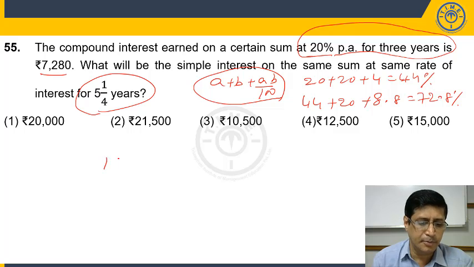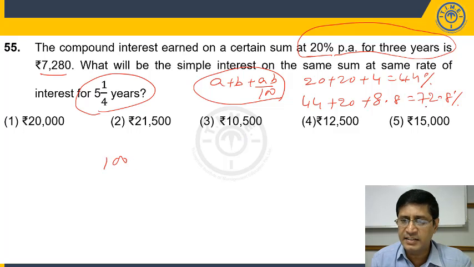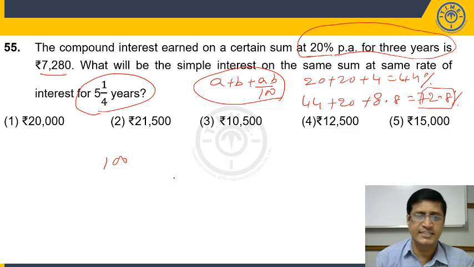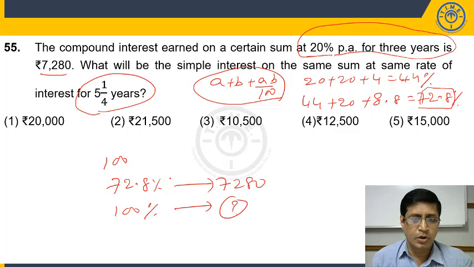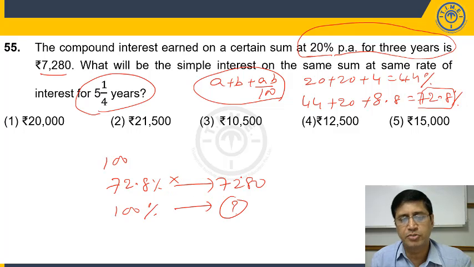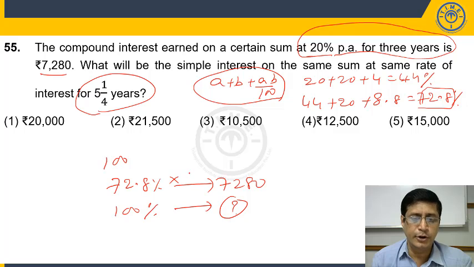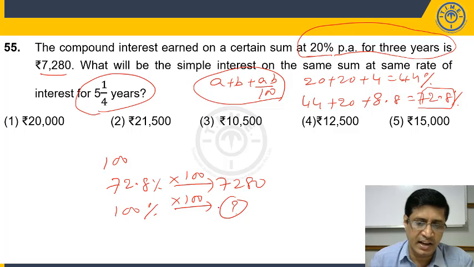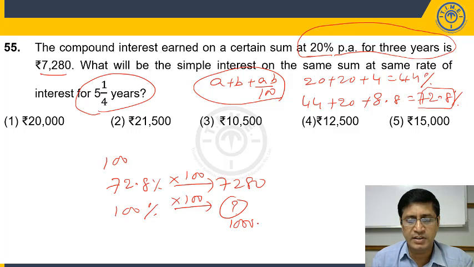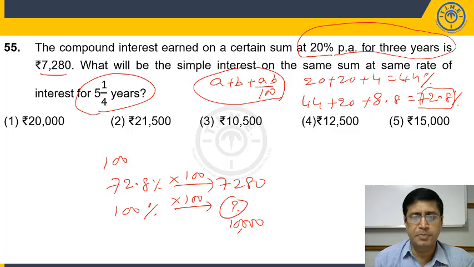When you take 100 as a principal, you are earning 72.8 as the interest, whereas the actual interest is 7280. Then what is the 100% value? So here, if you observe the multiplication factor, 72.8 into 100 gives 7280. The same thing when you multiply with 100 gives 10,000. That is the principal.